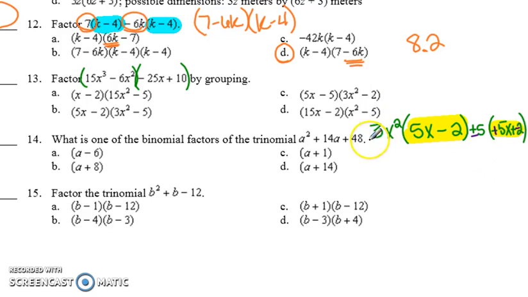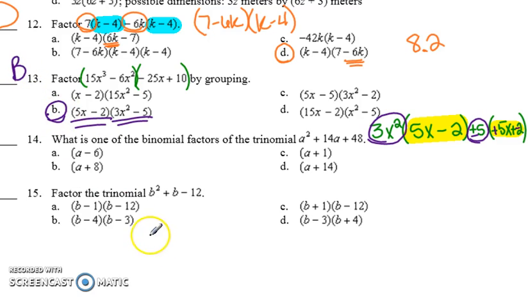So one of my binomials is going to be 3x squared minus 5. 3x squared minus 5, here it is. And the other one is going to be my 5x minus 2. And here's the 5x minus 2. So it's definitely B. Again, that's section 8.2 if you're needing a refresher.